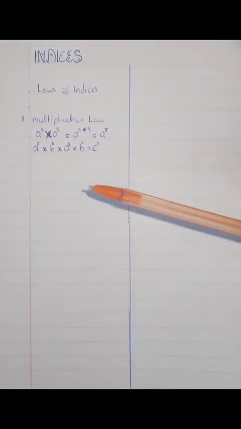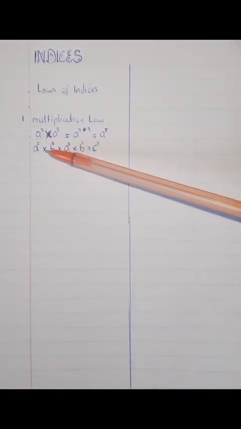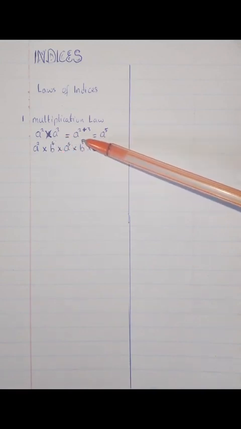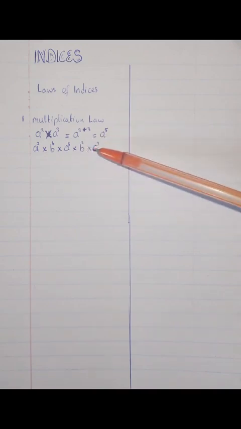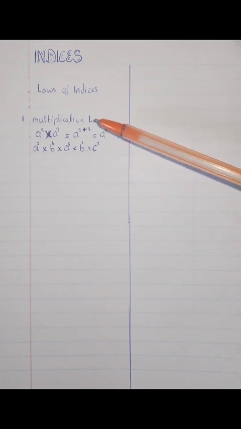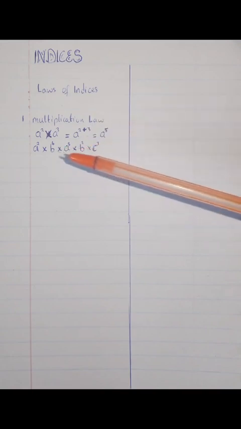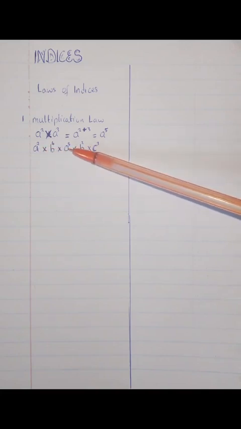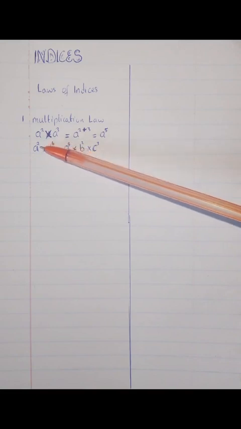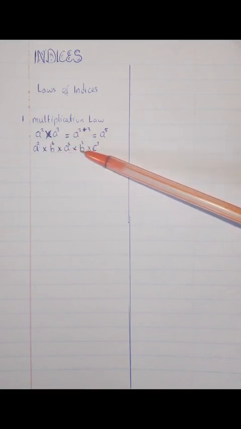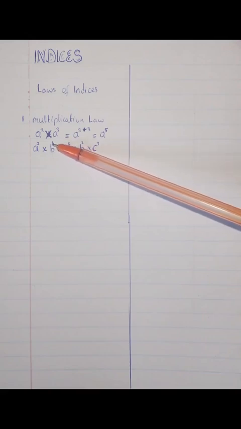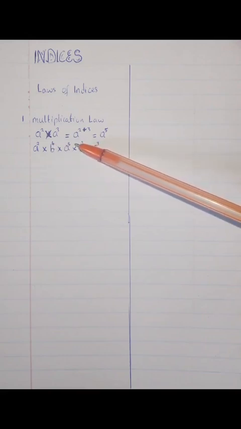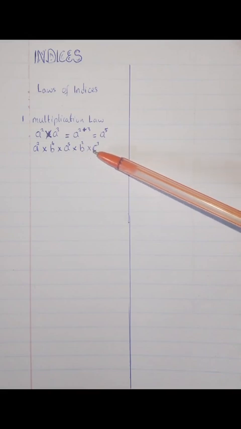When we have something like a squared times b raised to the power of 4 times a raised to the power of 5 times b squared times c raised to the power of 3, what do we do? This same multiplication law applies here. We just pick out the ones with the same base. You can see we have a here and a here; we pick out one and add the powers. We have b here and b here; we pick out one and add the powers. And we just have one c here, so we pick out this one c.